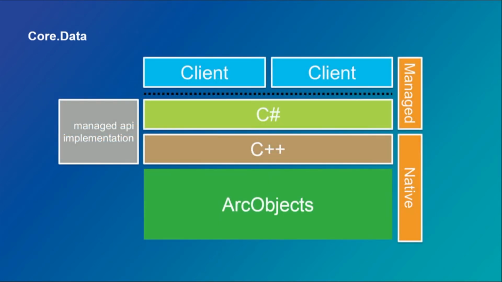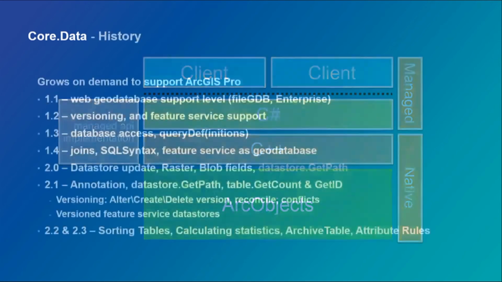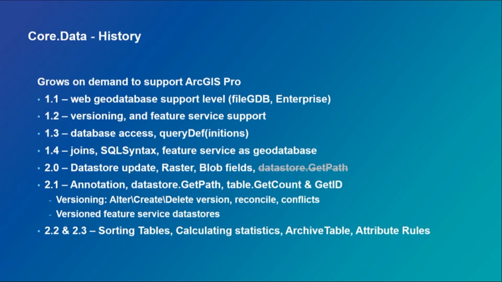So just a real quick diagram here. Your client code sits on top of the C# managed SDK. There's an interop layer in between that and the ArcObjects down below. So we've gone through and added lots of things over time. One of the interesting things that Colin wanted me to point out is that at 2.0 we actually took out a routine called get path on the data store, and then we found we needed it back in, so we put it back in at 2.1, I believe.